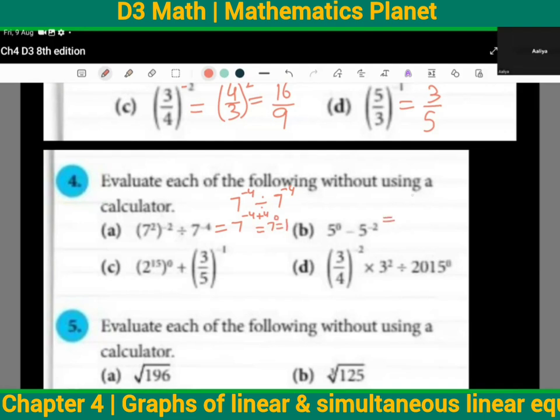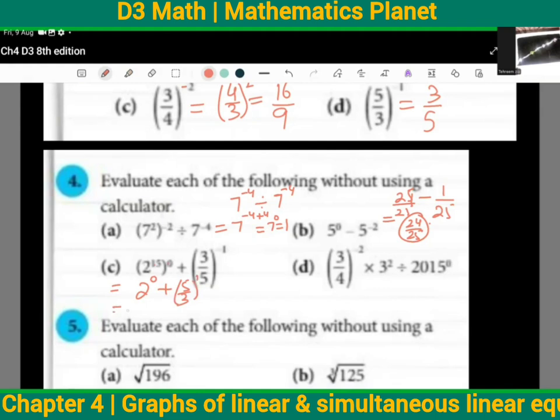So 5 to the power 0 is 1, minus 1 by 5 squared, which is 25. So we can write it as 25 by 25 minus 1 by 25, which is equal to 24 by 25. Next, it would be 2. 15 into 0 is 0, plus 5 by 3 to the power 1. It would be 1 plus 5 by 3. So what is 1 plus 5 by 3?